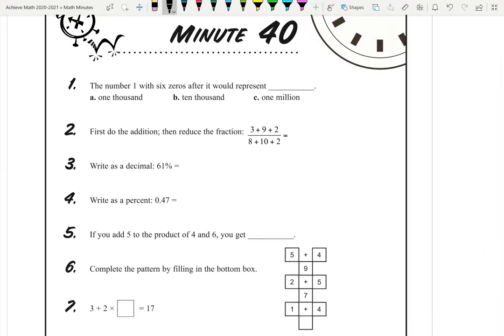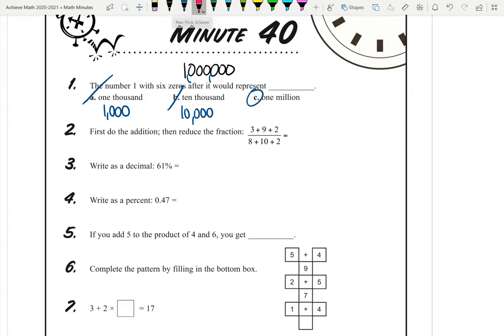All right, when doing number one, basically write out 6 zeros as instructed. And then the number one with 6 zeros after it means it would go before. Now I start going left to right, and I'm going to put a comma every 3. So I know that this is not going to be 1,000. 10,000 looks like this. So, process of elimination, 1,000,000.